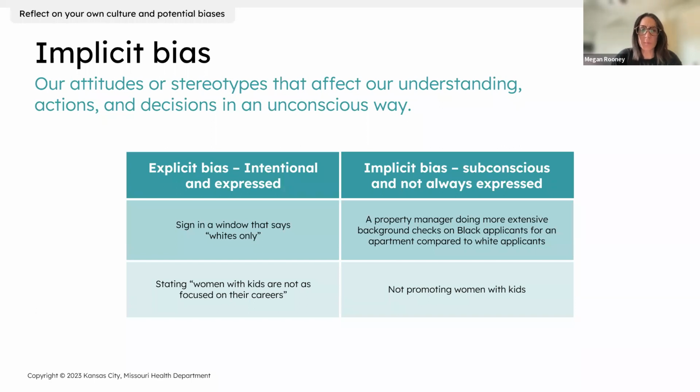So here's the difference between explicit and implicit. Explicit is intentional and expressed. So a sign that says whites only, or stating women with kids are not as focused on their careers. That is explicit bias. Implicit bias is maybe there's a property manager that just does a little more extensive checks on Black applicants compared to white. So it's not that they're saying it, but it's in something they do. They might not even realize they're doing it. Or not promoting women with kids, choosing someone without children over someone with children because you have this implicit bias that you might not be aware of.